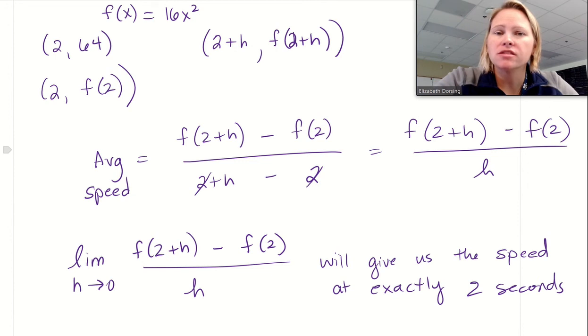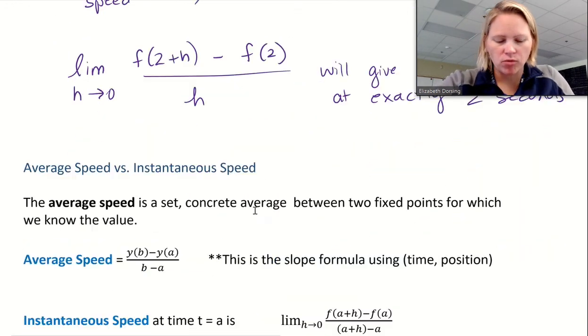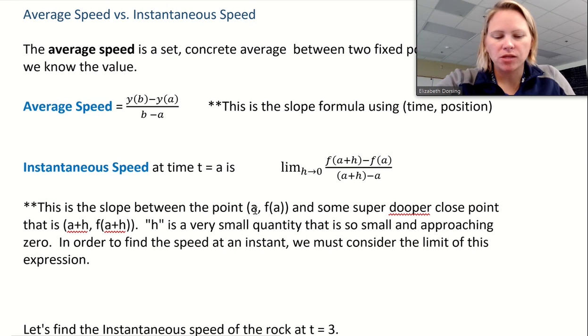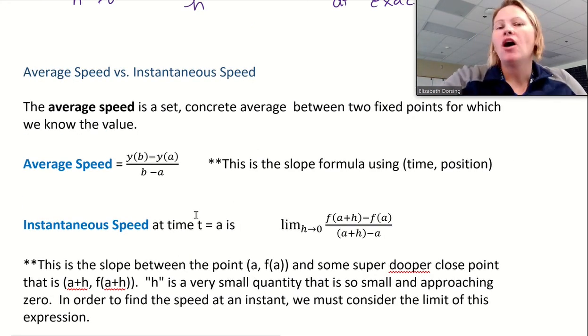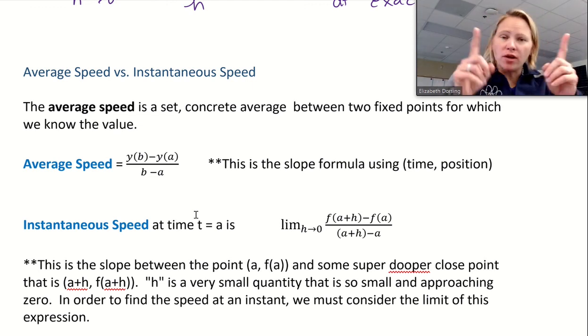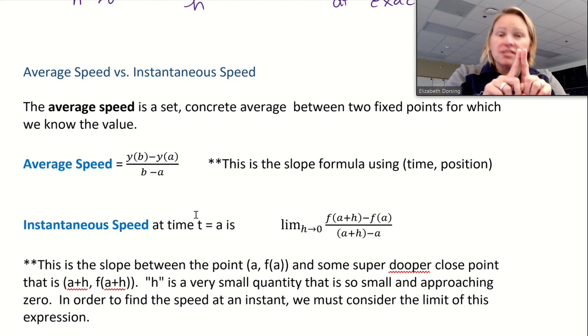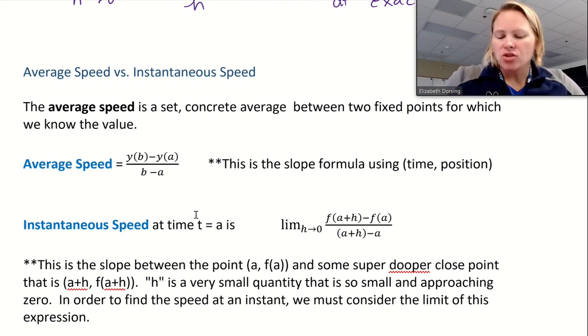Now we call this the instantaneous speed. So let's recap what we're doing here. We've got average speed, which is the slope between any 2 points. We have now the instantaneous speed, which the only way you can find at this point is to express it as a limit of 2 points where I'm finding the slope and the distance, h, between the 2 points is approaching 0. So here's the information we need to know.